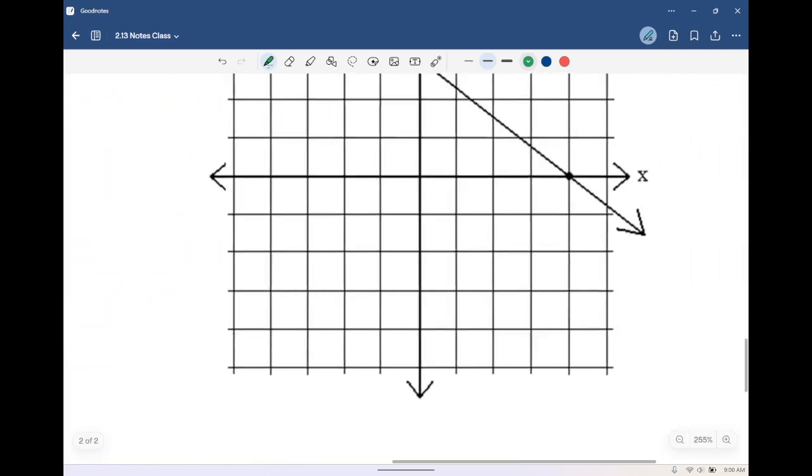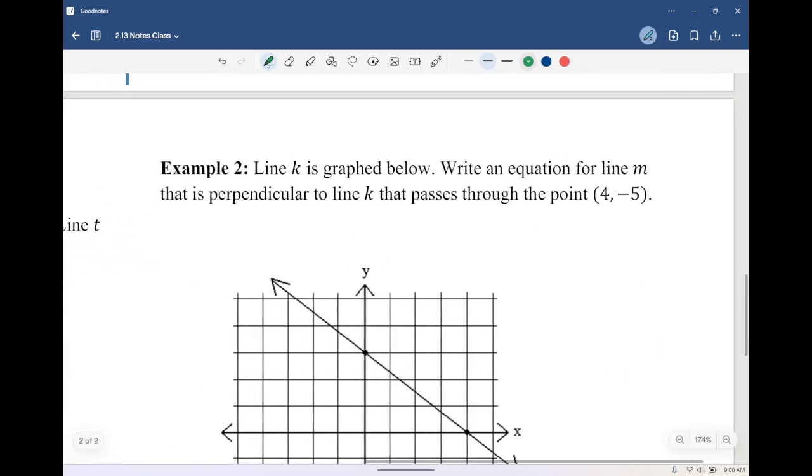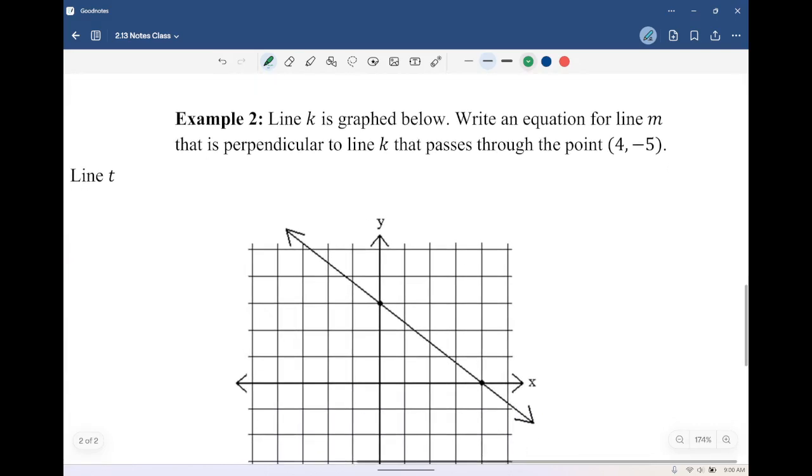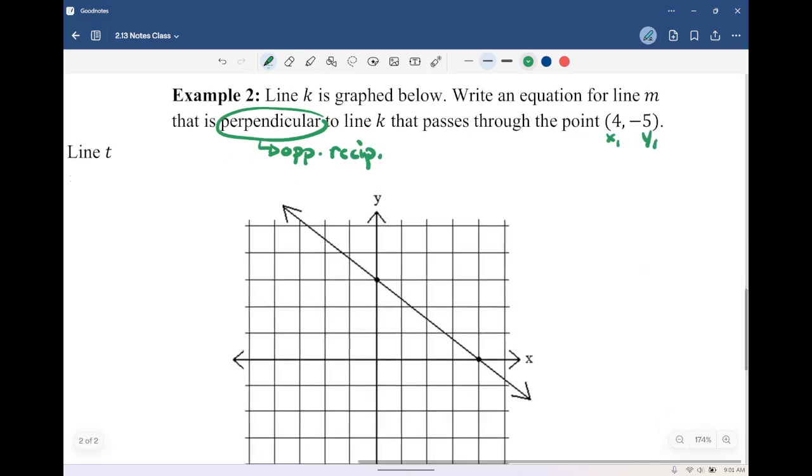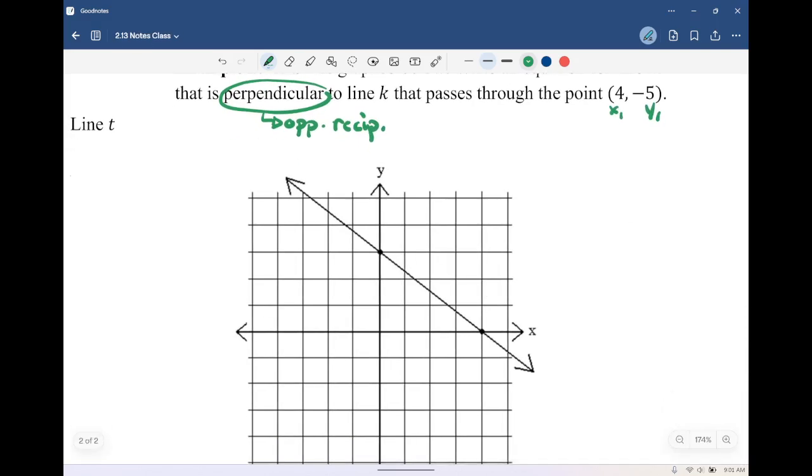All right, rolling right on through. Gonna finish these out. All right, example 2, line K. This is the same line K that we saw in our notes yesterday. The difference now is perpendicular. And so again, we see perpendicular. We think what? Opposite reciprocal. And then here's x1, here's y1. Now again, because I need to know the opposite reciprocal, I have to find the starting slope.